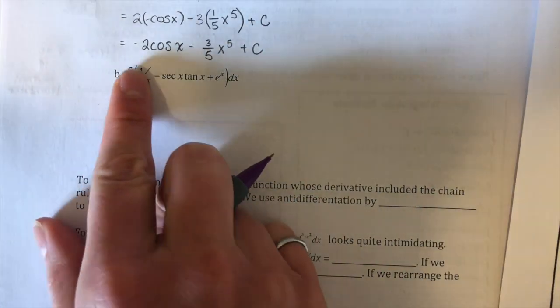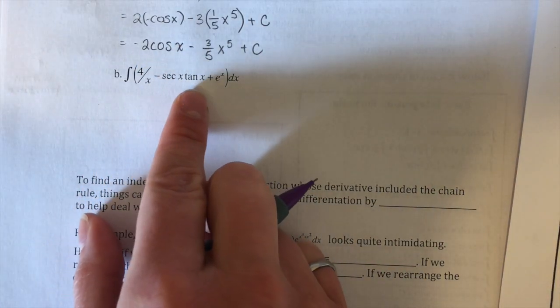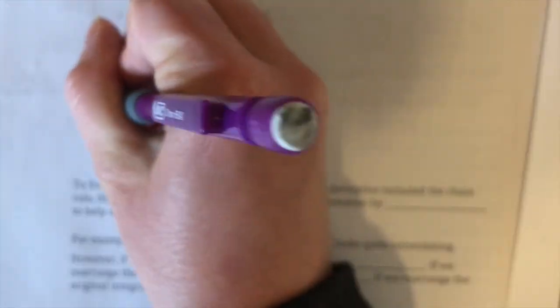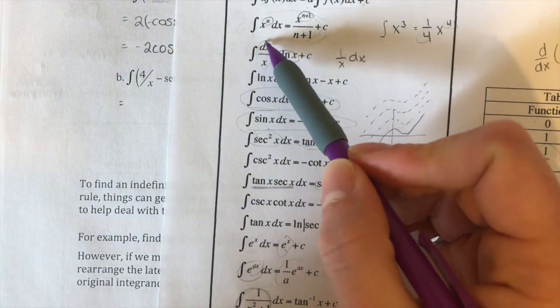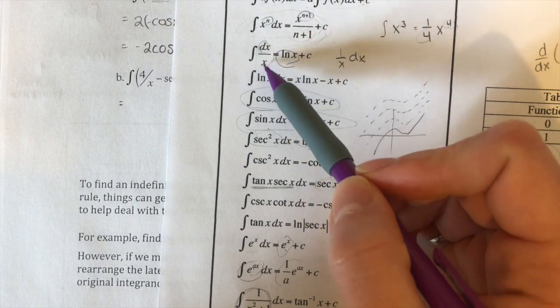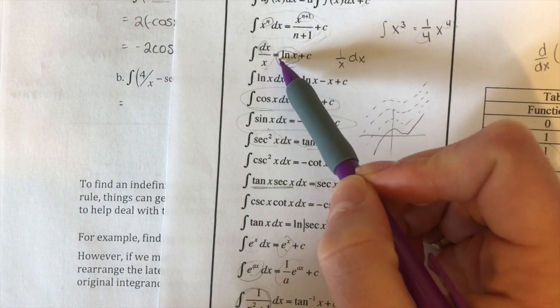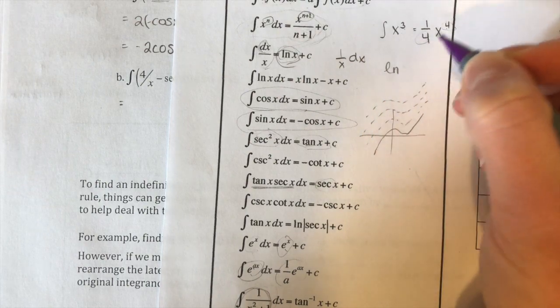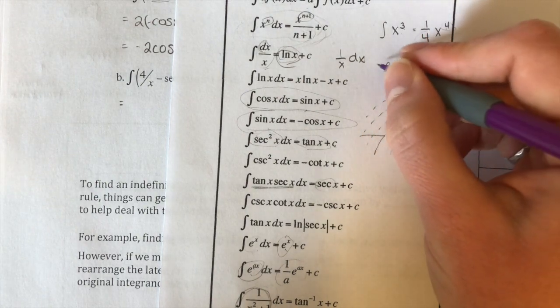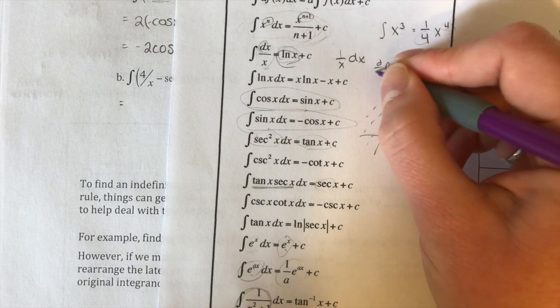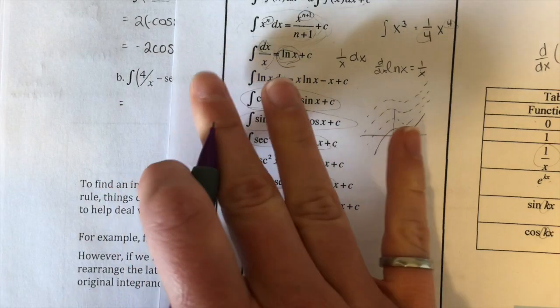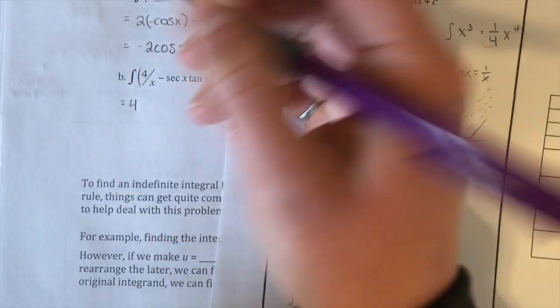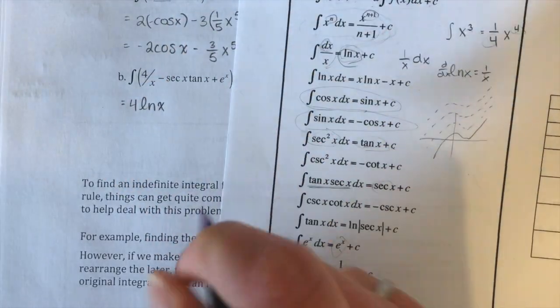If we're doing the integral of 4 over x minus secant x tan x plus e to the x, we're just looking off of our formula sheet. If we've got a number over x, remember that that's going to be ln x, because if we take the derivative of ln x, we get 1 over x. So if we go backwards, this thing is going to be 4 ln x.